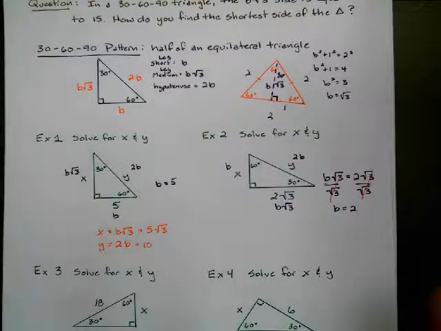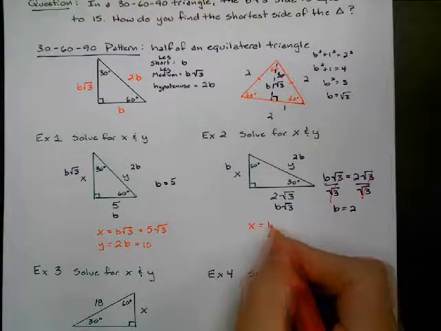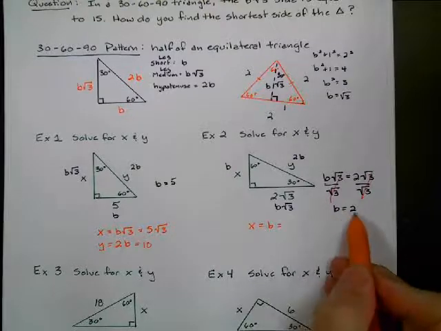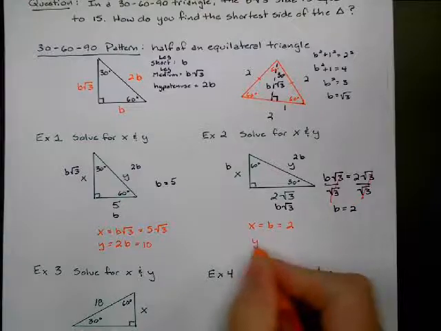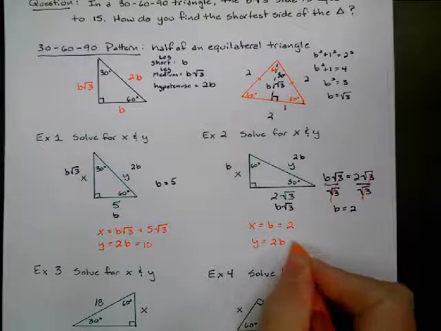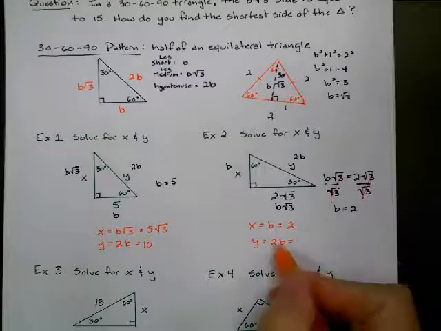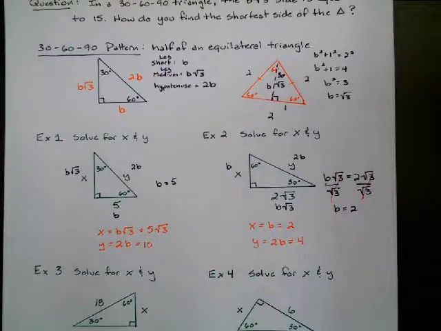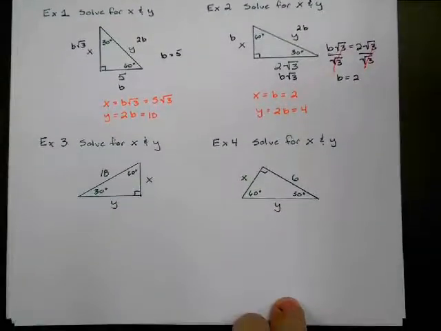So now to solve for X, X is B. And I said that B was 2, so X is going to be 2. Y was 2B. So 2 times B, and B is 2. 2 times 2 is 4. So there's my answers for those. Okay, so those are pretty basic. Let's get a little bit harder down here on these last two problems.